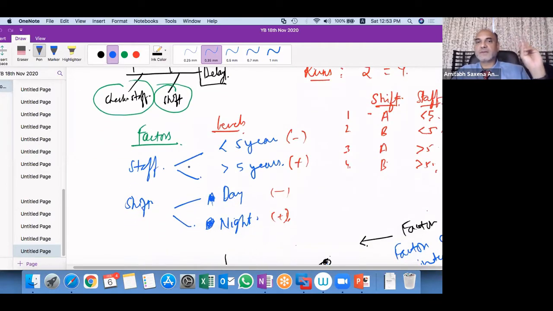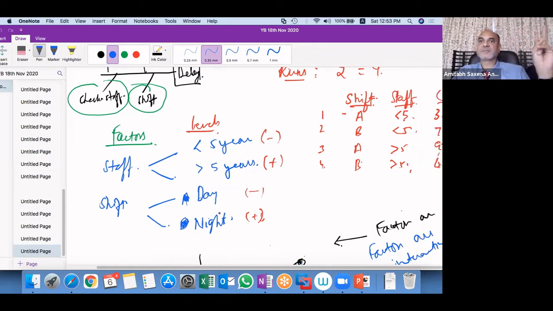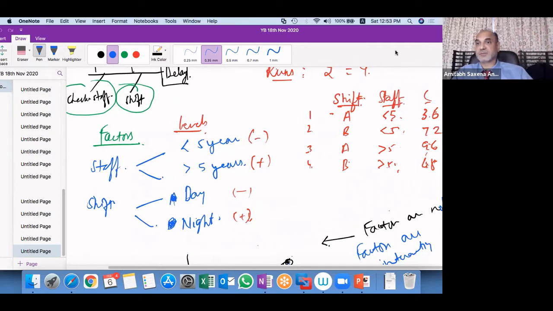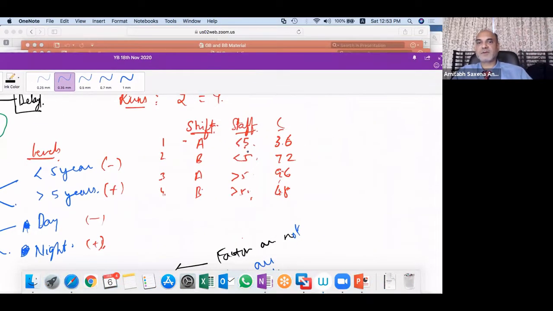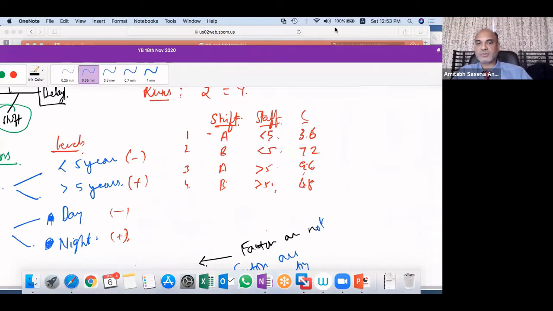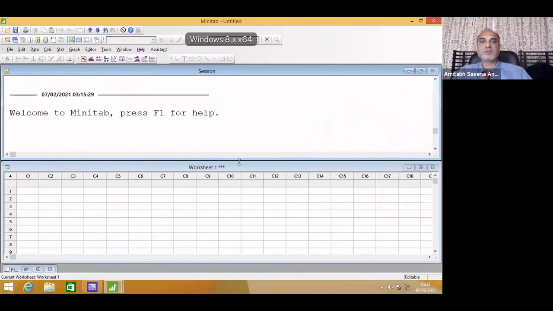If I choose two levels of staff as less than 5 years experience and more than 5 years experience, and then shift as day and night, so I've got two levels of two factors each. I can design experiments. So Minitab will design these experiments for me. And how to do that? Let us see what I will do.